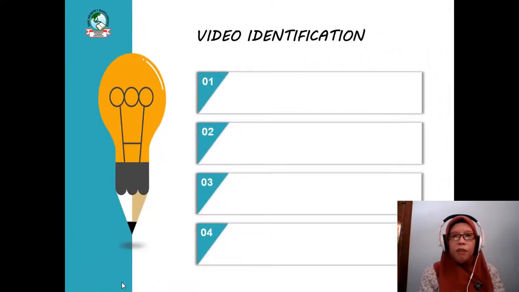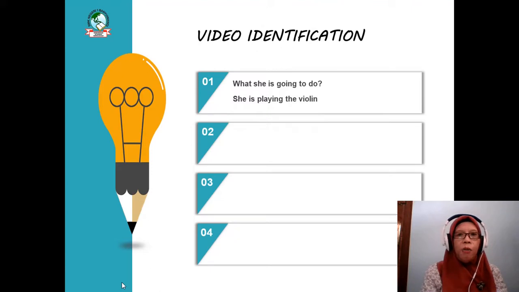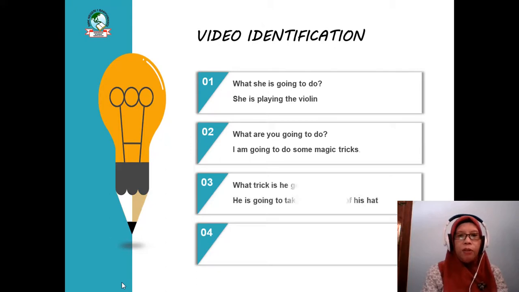Okay, after we watch the video, let's identify it. What kind of expressions are used to express intentions in the video? Okay, the first expression we can find: what is she going to do? She is playing the violin. Second, what are you going to do? I am going to do some magic tricks.